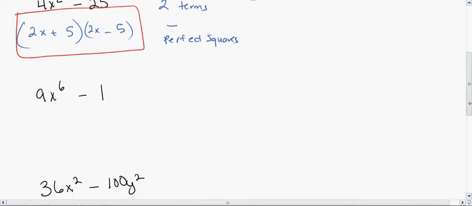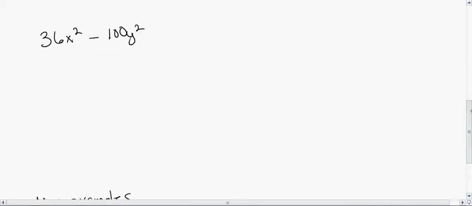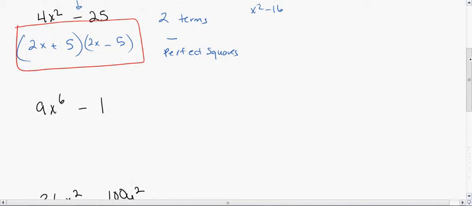Let's try another one. Whoops, where'd it go here? 9x to the 6 minus 1. All right, go down the little checklist. Do I have 2 terms? Yes, I have 2 terms. So 9x to the 6 minus 1. Am I subtracting? Yep, I'm subtracting. And now I want to know, do I have perfect squares? Well, it might look like I do, but then I've got some weird stuff.